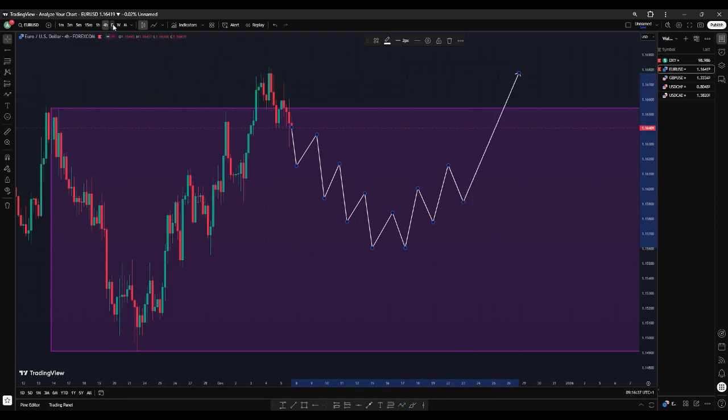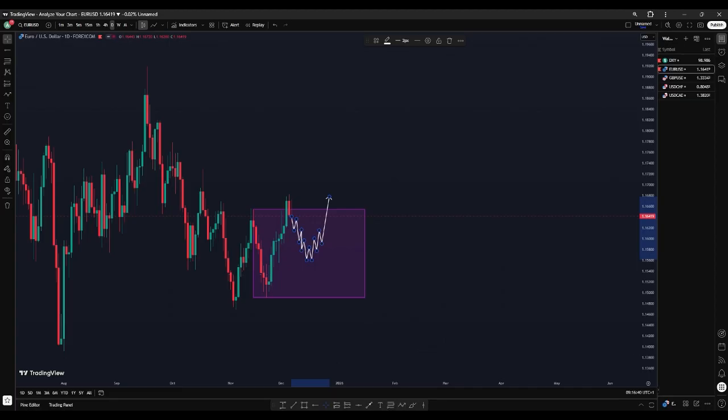Now, if I'm bullish on this currency pair, where are my targets? As usual, the first target is going to be this old high here. Then the closest to it is this other one here. So these are my targets for this trade.